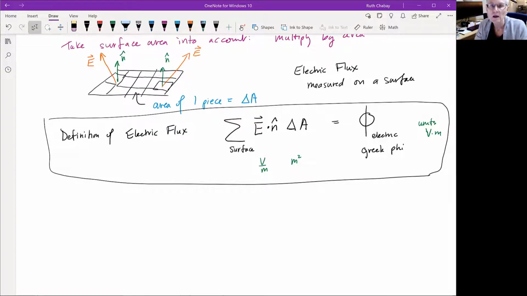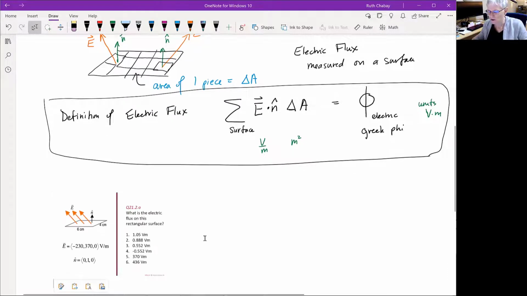And then that should be related to the amount of charge inside. So let's see if we can actually calculate flux on one piece of a surface.